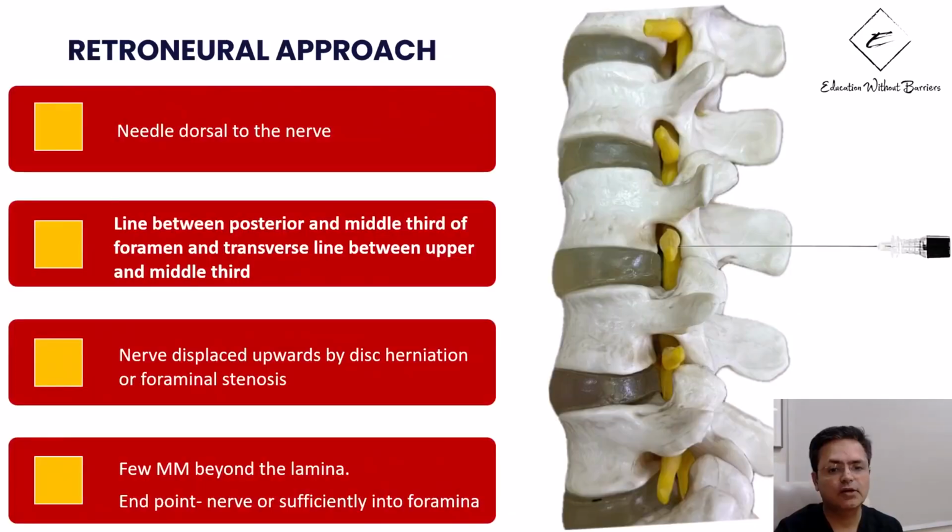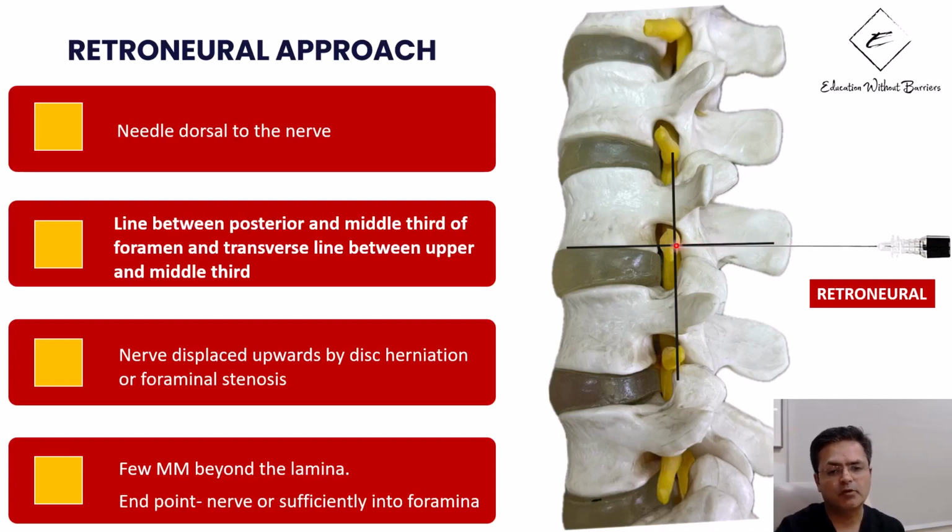So let's see the retroneural approach. This is a better image which I'm using in this display, with the nerve shown where it should be in the upper part of the foramen. When I do a retroneural approach, I'm just behind the nerve. If you were to mark the boundaries of where the end point of your needle should be, you can draw a line separating the posterior third from the middle third of the foramen in this direction. And you can draw another line separating the upper third from the lower two-thirds of the foramen. Where they intersect is where your end point should be. Or you can just hit the lamina and advance a few more millimeters.